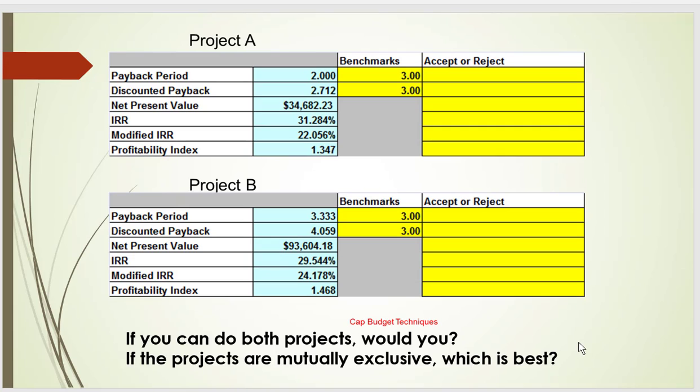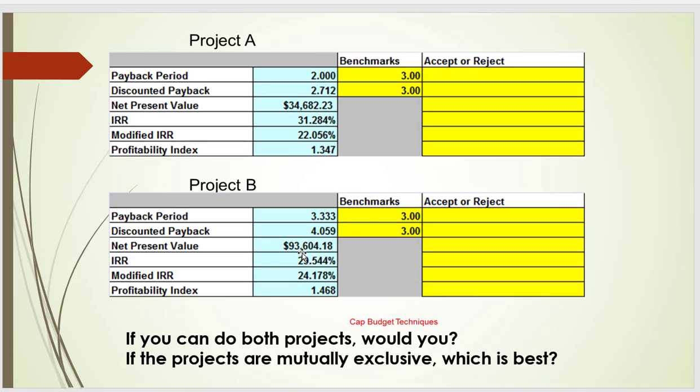Let's think about net present value. Which project is best? Project A provides $34,000 and B provides $93,000. I think it's obvious if you could do both of these projects, you would do them both. However, net present value says that by doing project B, you would increase the value of the company more than had you used project A.